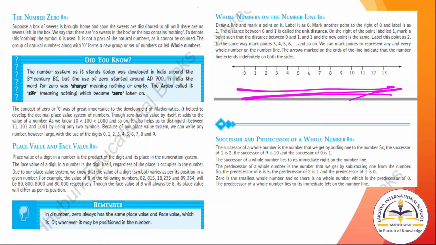Successor and predecessor of a whole number. What is a successor? The successor of a whole number is the number that we get by adding 1 to the number. Suppose we have 25, so the successor of 25 is 26, meaning we have to add 1. Now second, predecessor. What is a predecessor? We have to subtract 1 from the given number. Suppose our number is 25, so the predecessor of 25 is 24.